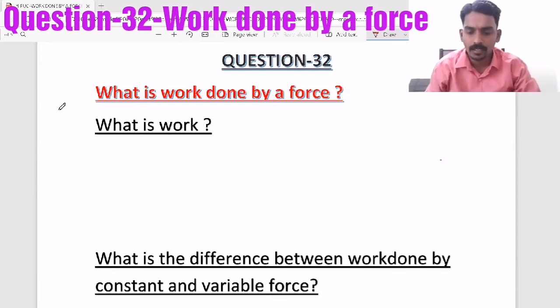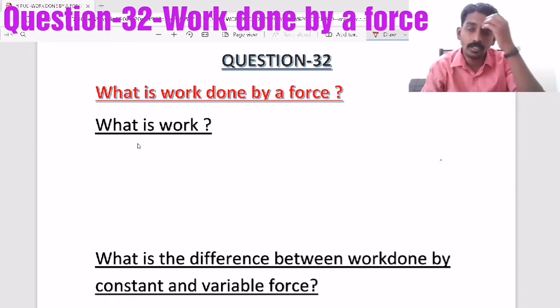Today we are going to study question number 32, that is, what is work done. So it's all about work done by a force. Now the very first thing is, what is work?